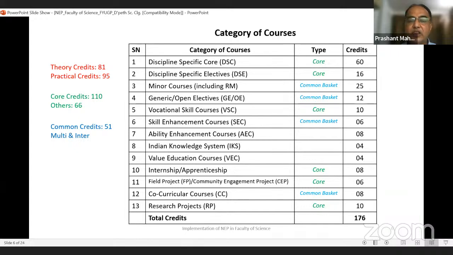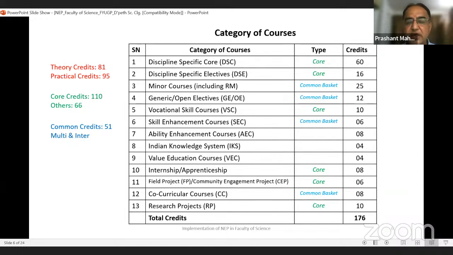Meaning thereby, these four baskets, except co-curricular courses: skill enhancement courses, generic and open elective, and minor courses. Minor courses, though the major discipline science has offered for all its 25 programs, simultaneously commerce and management also has offered, humanities also has offered, interdisciplinary also has offered. So if you want your students to be interdisciplinary, then ask them to select all these courses of the common basket from other faculty, including the minor.